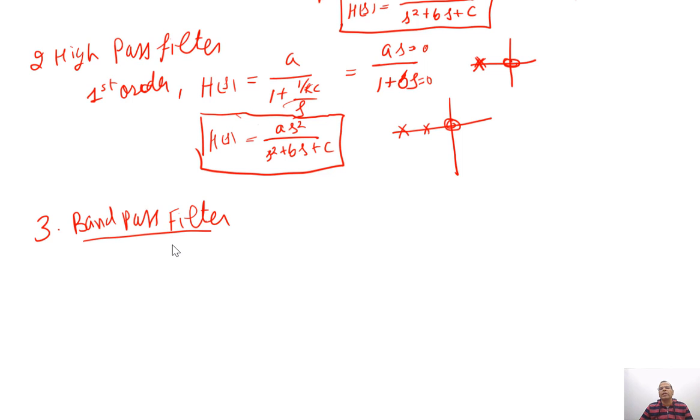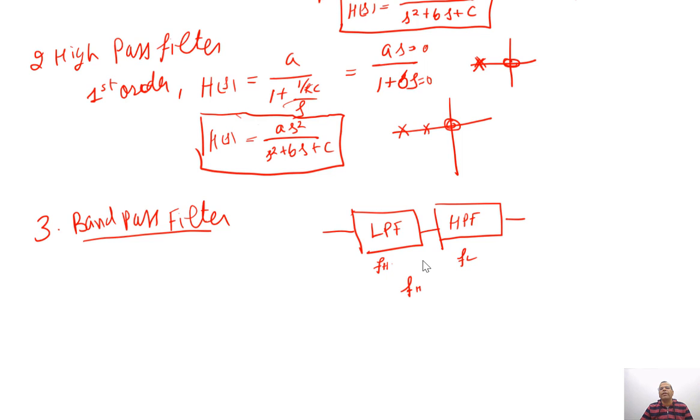Band pass filter can be implemented by connecting a low pass filter in cascade with a high pass filter like this, right? Say the cutoff frequency of the low pass is the upper cutoff frequency, say FH, and the cutoff frequency of the high pass is FL. So the condition for this to work like a band pass filter is that the cutoff frequency of the low pass stage, FH, should be greater than the cutoff frequency of the high pass stage, that is FL.